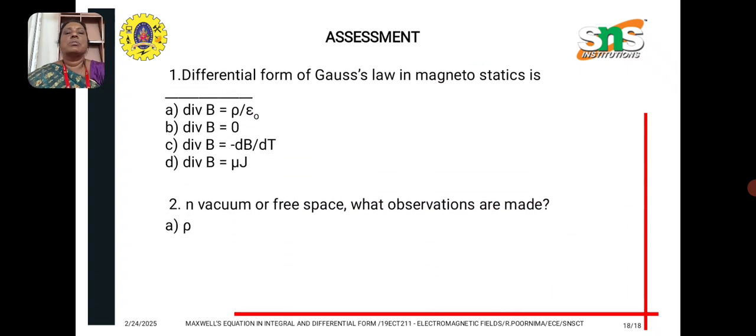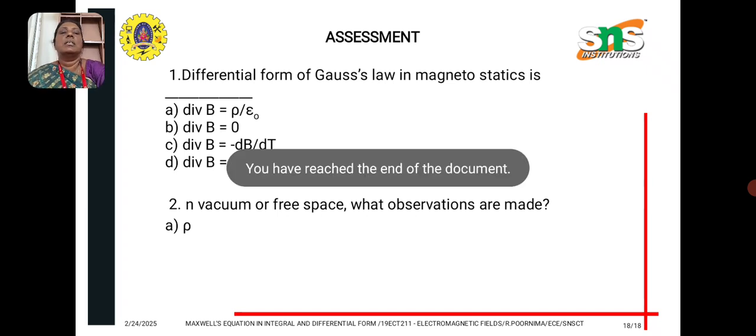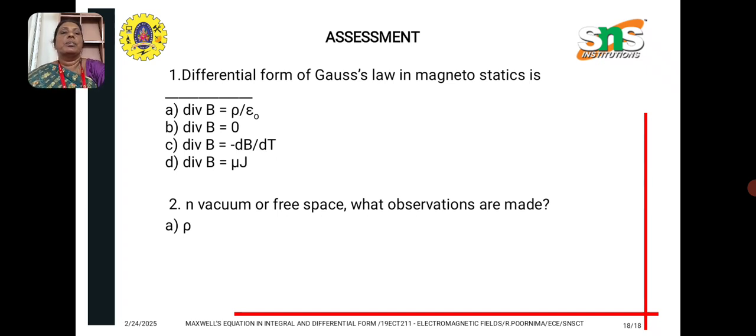Now the assessment. What is the differential form of Gauss law in magnetostatics? And in vacuum or free space, what observations are made, with conductivity equal to 0?